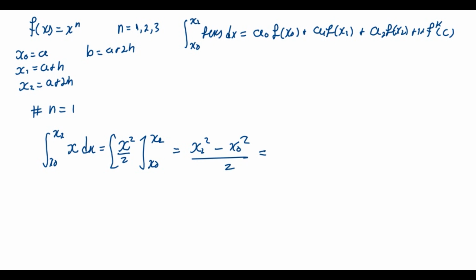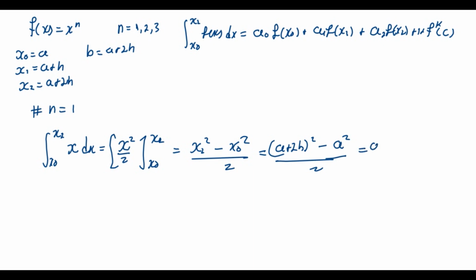x sub 2 is simply a plus 2h squared minus, what is your x naught? Your x naught is a squared. I'm just getting from these and substituting here and here. So this is divided by 2. What can you do? You can actually break this down.